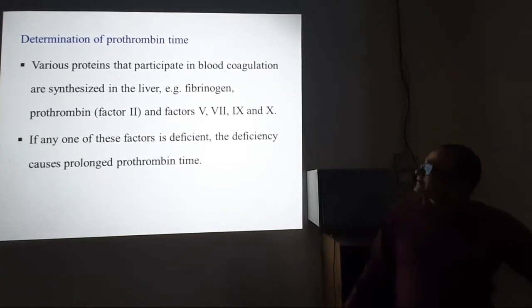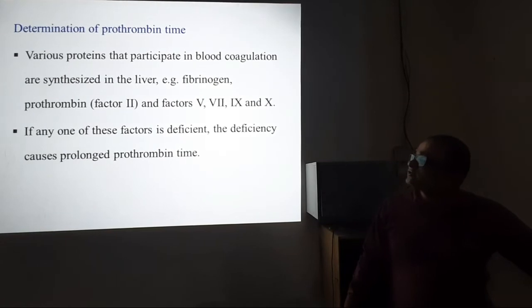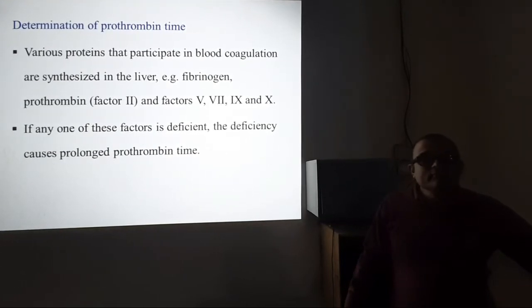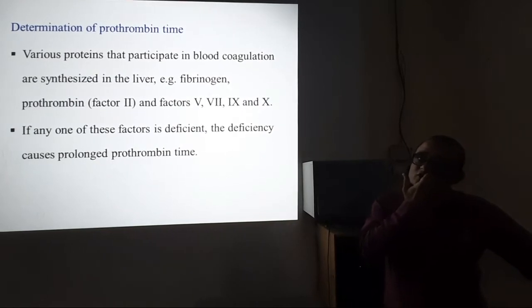Then, factors like factor 2, factor 5, factor 7, 9 and 10. If any one of these factors is deficient, you will get prolonged prothrombin time. So, this is the function of the liver, to synthesize the clotting factors.